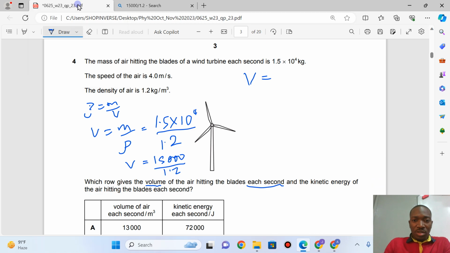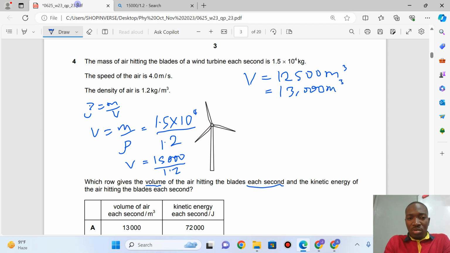12,500 meter cube. So two significant figures, okay, since all the values are given to two significant figures. So we expect this, in two significant figures, to be 13,000 meter cube. Now, they also request for what?